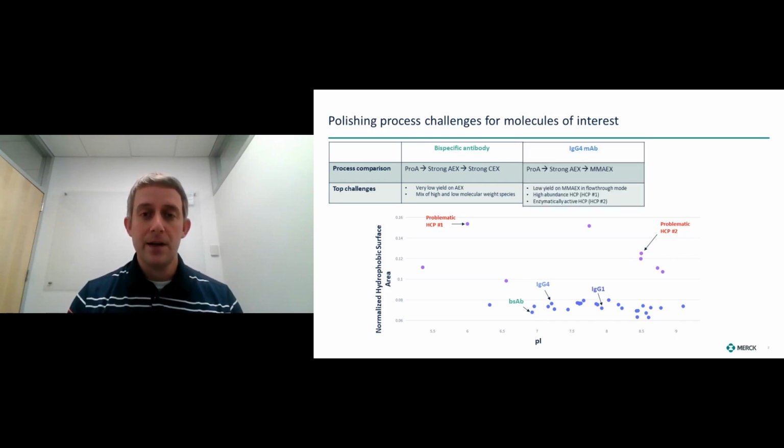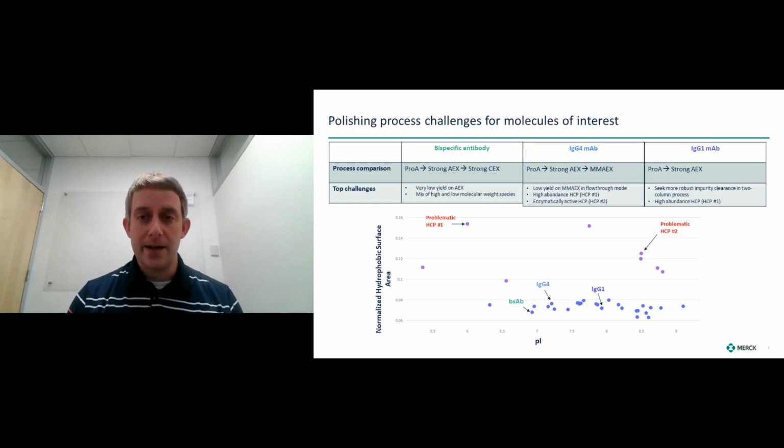For the IgG4, there's a multimodal strong anion exchange step being run in flow-through mode. That step was really focusing on dealing with a couple different HCPs. So they're noted on the chart at the bottom as well. One that's in quite high abundance at the lower pI, and then an enzymatically active HCP at the upper end, up around 8.5.